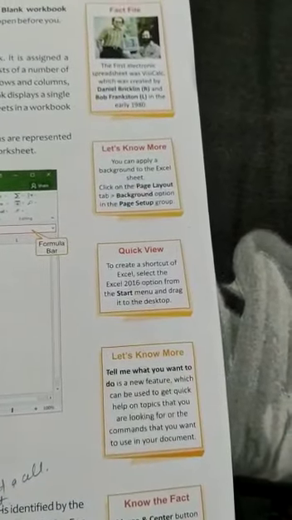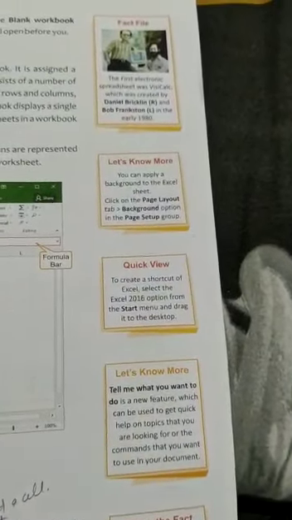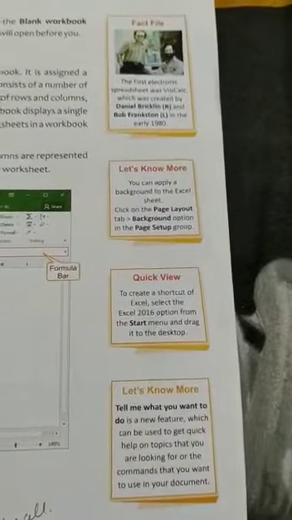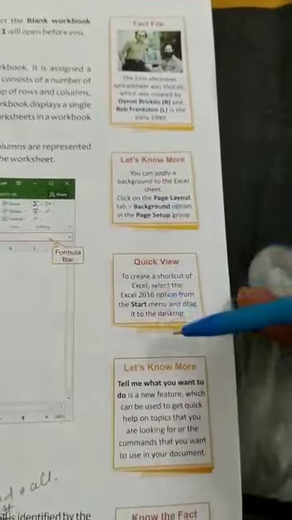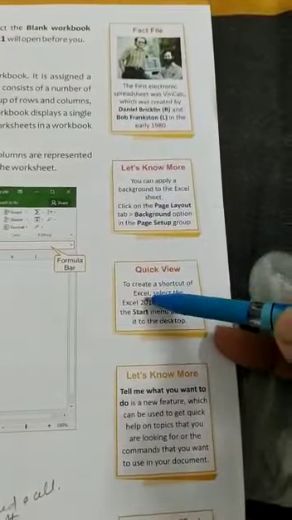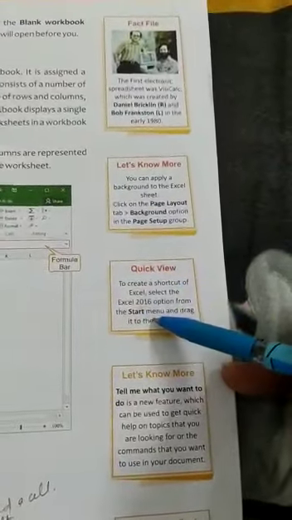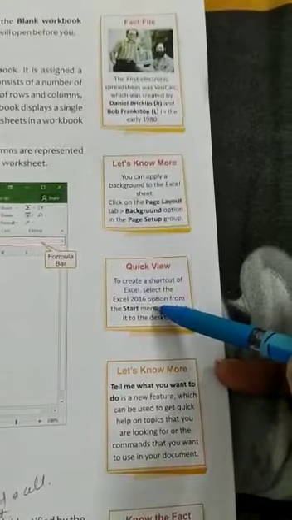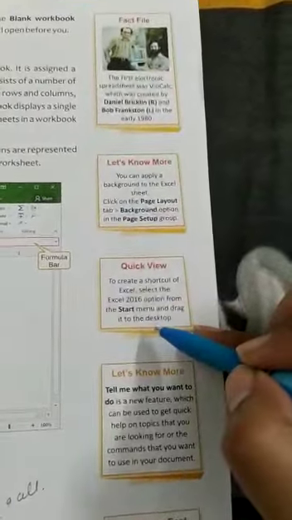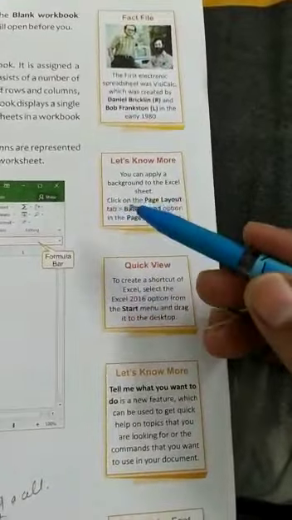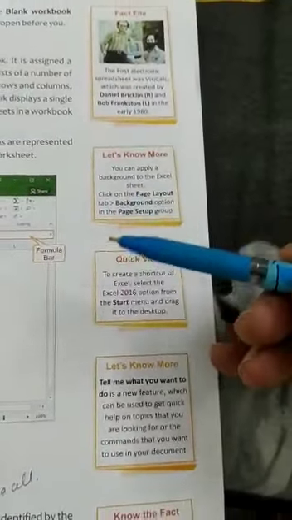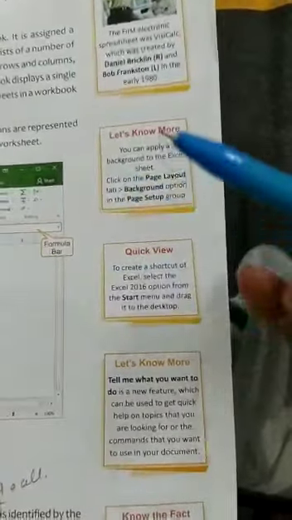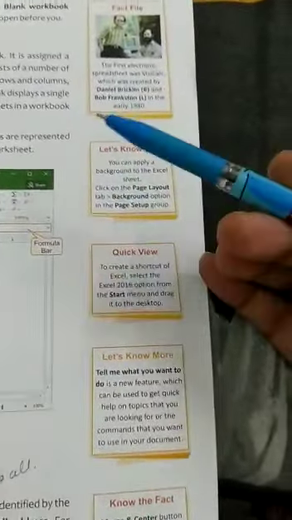Now to create a shortcut of the Excel, select Excel 2016 option from the start menu and drag it to the desktop. You can create a shortcut as well by firstly clicking on start menu and then selecting Excel 2016 option and drag it to the desktop. It will save time, as you can use the shortcut next time instead of searching the computer for the particular item you wish to open. Your time will be saved. You can use that time to do some productive work.